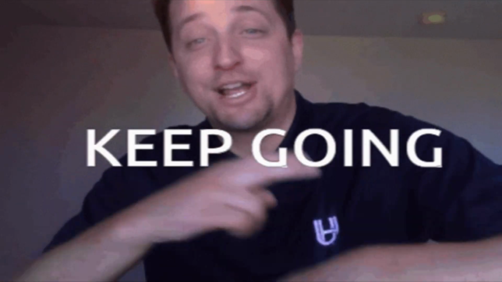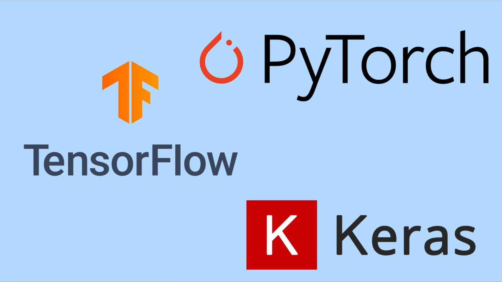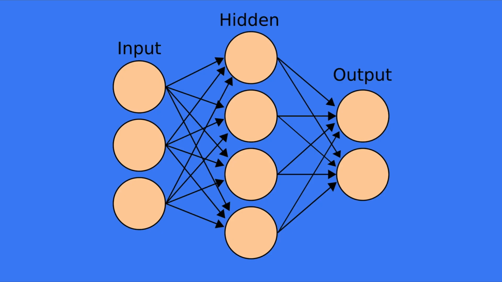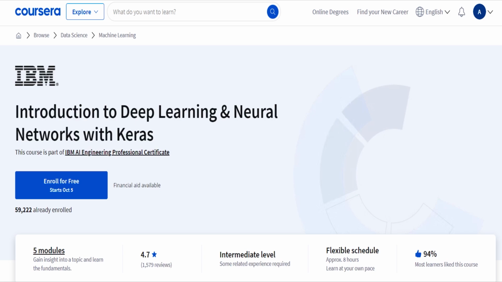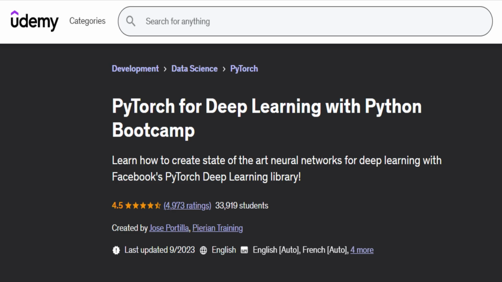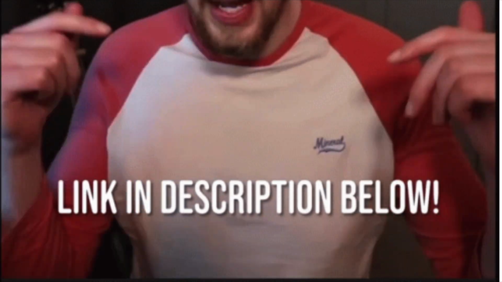Let's keep it going with the next step. Once you are comfortable with OpenCV, it's time to learn deep learning frameworks like TensorFlow, PyTorch, and Keras. These frameworks are essential for building deep learning models that power image recognition, object detection, and more. To get started, you can check out Udacity's Intro to TensorFlow for Deep Learning or Coursera's Introduction to Deep Learning and Neural Networks with Keras. There is also the PyTorch Deep Learning and AI course on Udemy, which is a must try. I have put all the links in the description below.